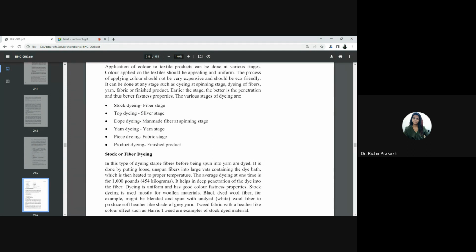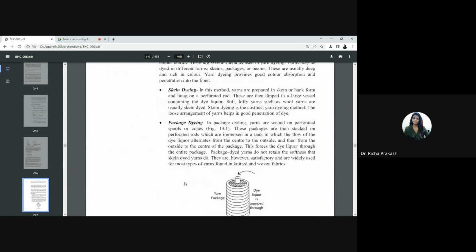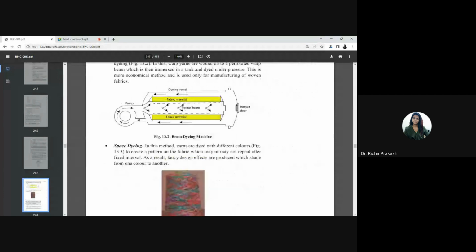Maybe if it's a white color jeans and it has stained somehow, then we just put maybe red or yellow or some other color. So whenever there is a product, a commodity, and then we are using that apparel or clothing to get it dyed, it's called product dyeing. So read it on your own, all these things at different stages, how it's done.